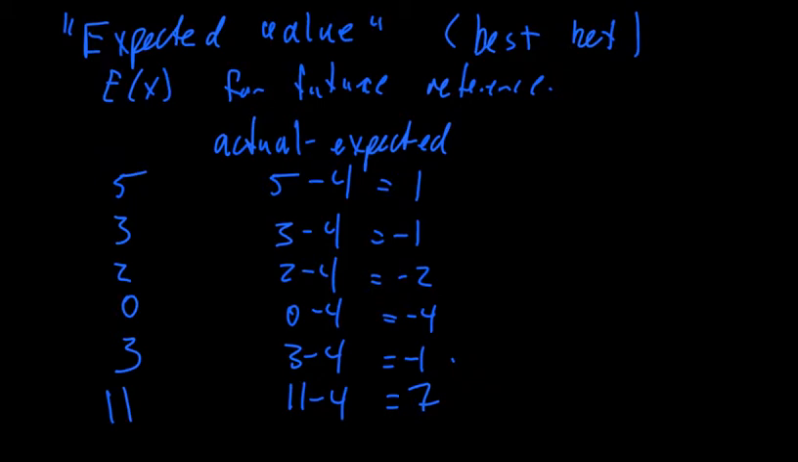And notice that if you add all these up, 1 plus negative 1 is 0. Negative 2 plus negative 4 is negative 6, plus negative 1, negative 7, plus 7 is 0. So the sum of all of these, and I wish I had more room at the bottom here, I guess I'll put it over here. Let's see if I can. I'll probably end up erasing it after the fact.